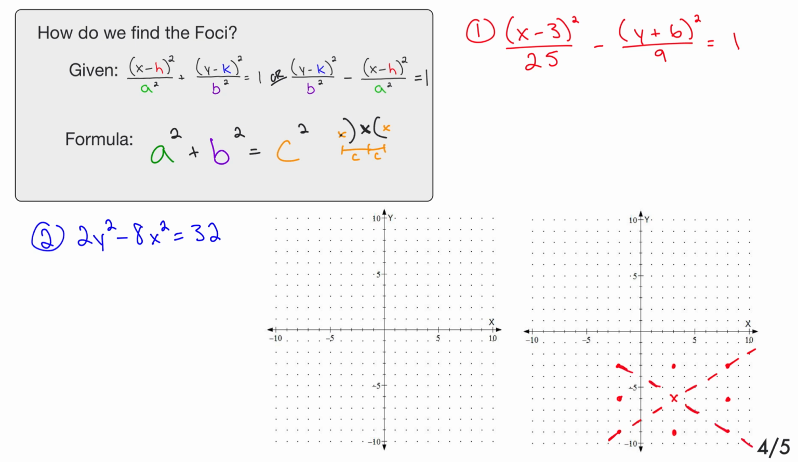Again, I'm looking for a sketch, not exactly what it's going to look like. I know it's going to open left and right because the x term is first and it's positive. So I know it's going to open in the left and right orientation. So it's going to look something like this.